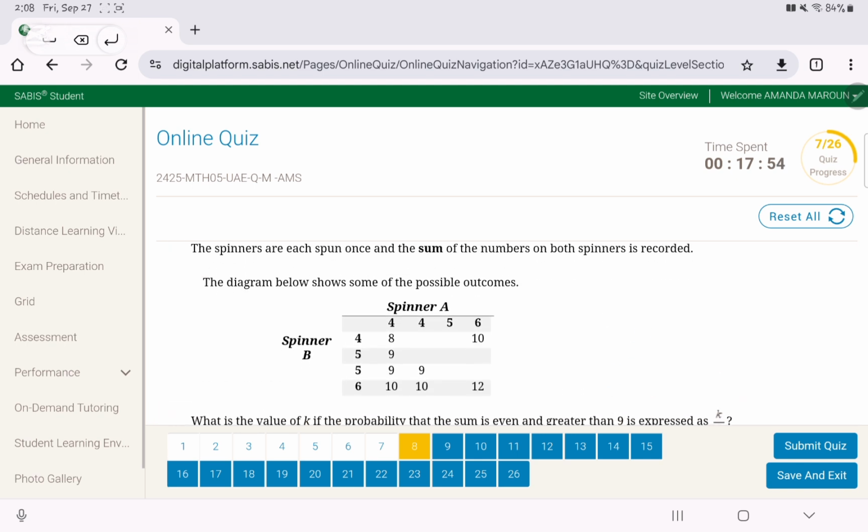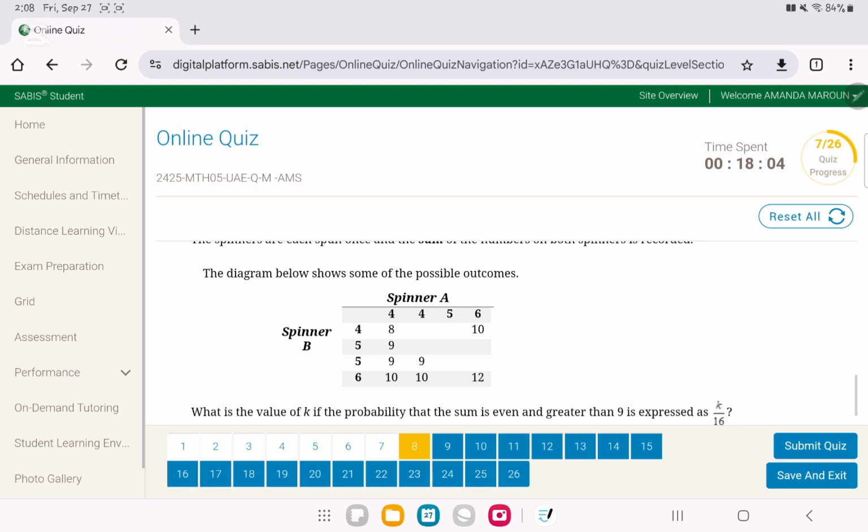Now, the spinners are each spun once, and the sum of both the numbers on the spinners is recorded. Look what they did. They put it in bold, the sum. So, what does it mean? 4 plus 4 is 8. Then, 4 plus 5 is going to be 9. 5 plus 4 is going to be 9. 5 plus 5 is going to be 10. 5 plus 6 is going to be 11.